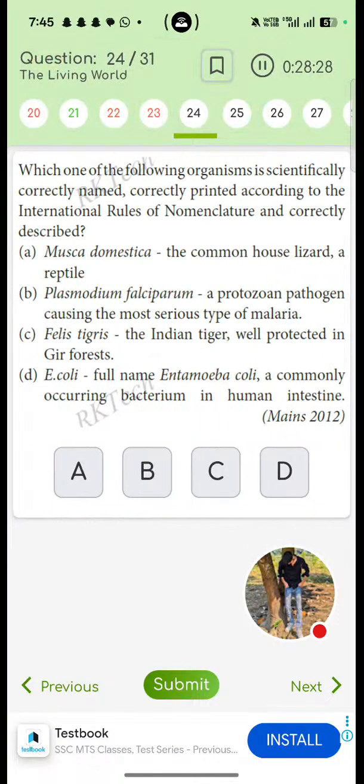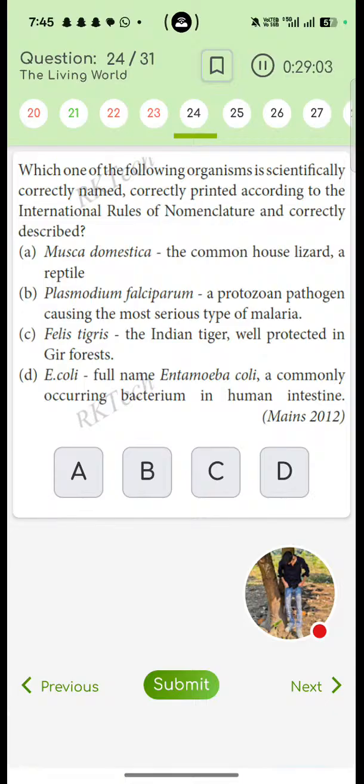Next. Which one of the following organisms is scientifically correctly printed according to the international rules of nomenclature and correctly described? Musca domestica, the common house lizard, a reptile. Plasmodium falciparum, a protozoan pathogen causing the most serious type of malaria. Felis tigris, the Indian tiger, protected in green forest. E. coli, full name Entamoeba coli, a commonly occurring bacterium in the human intestine.